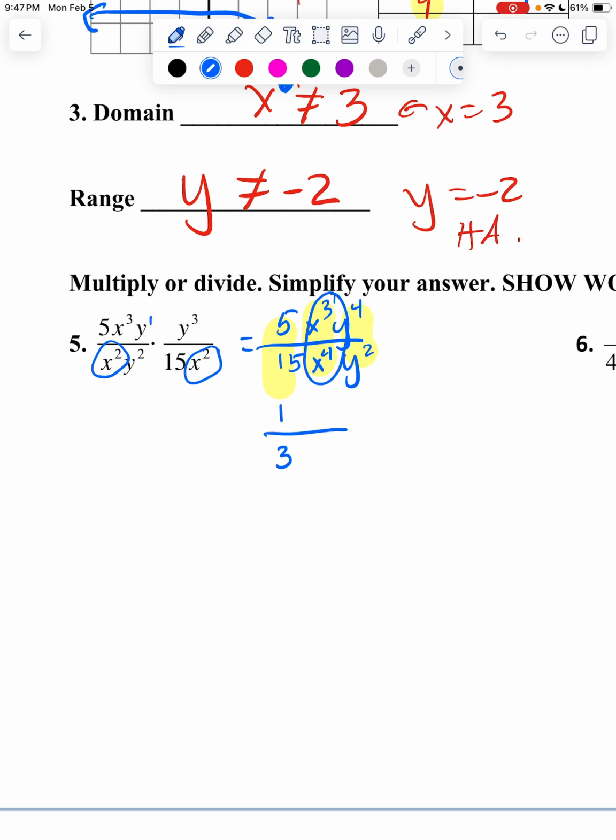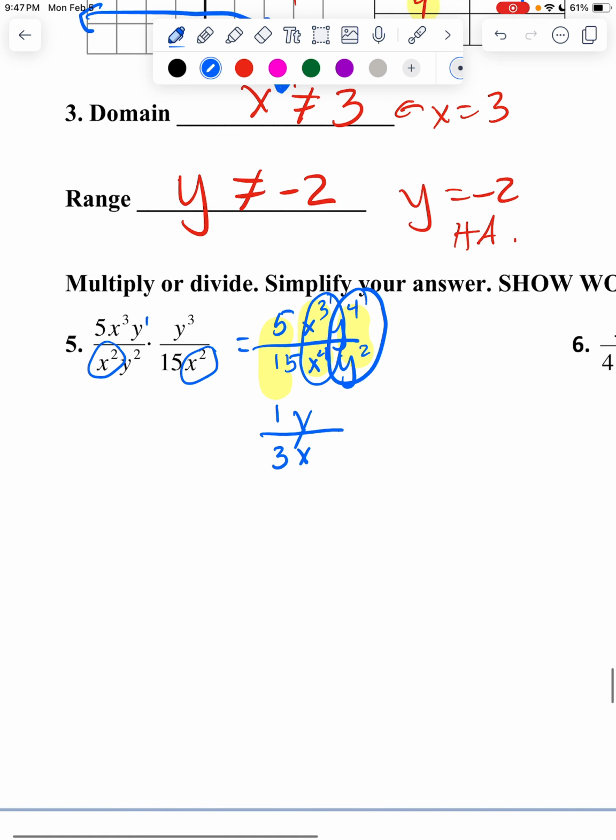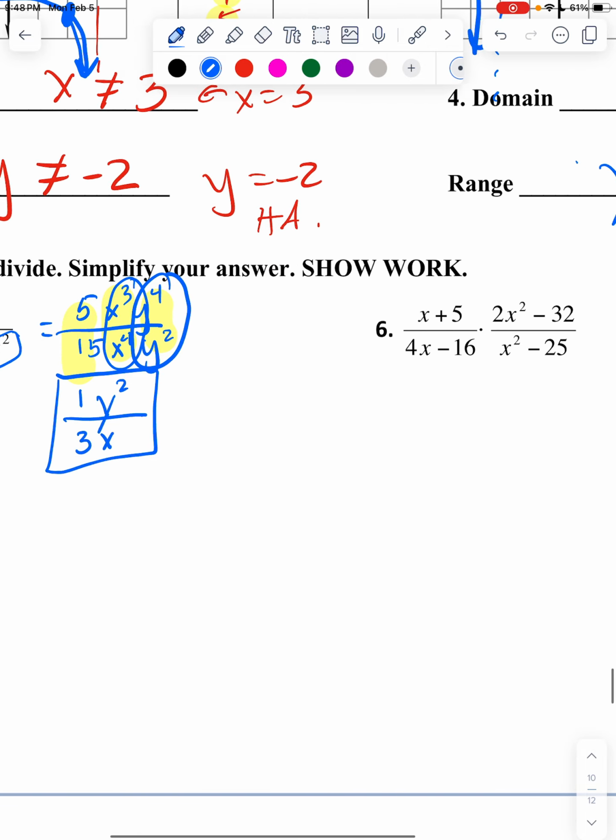Here I would have 1 extra x on the bottom because there's 4 on the bottom and 3 on the top. Here, the difference between 4 and 2 is 2, but because I started with more on the top, that's where it's going to end up, having those 2 extras. And you don't really need the 1 in this problem, but it's not wrong to have it either.